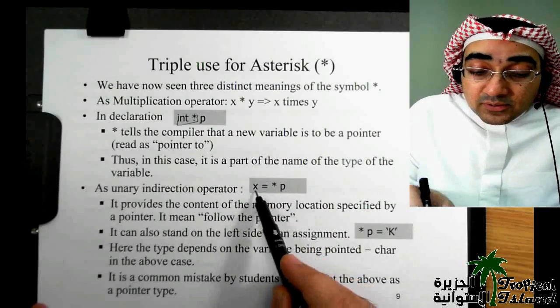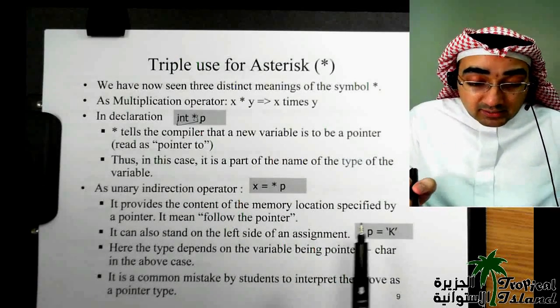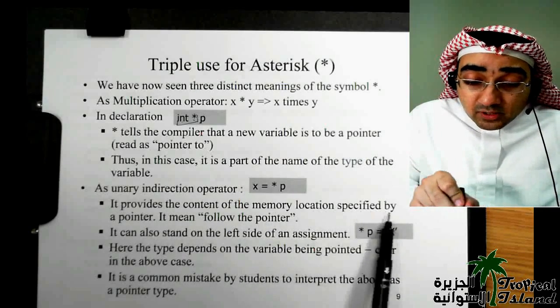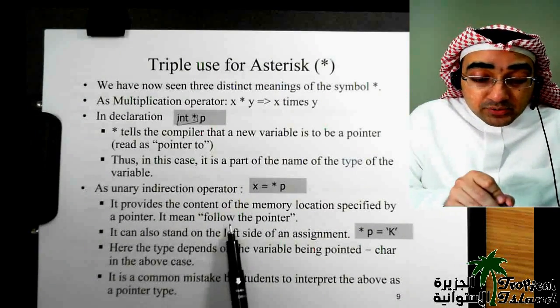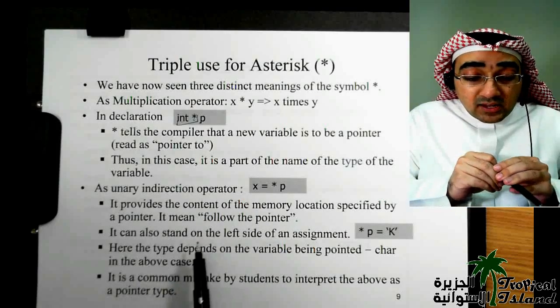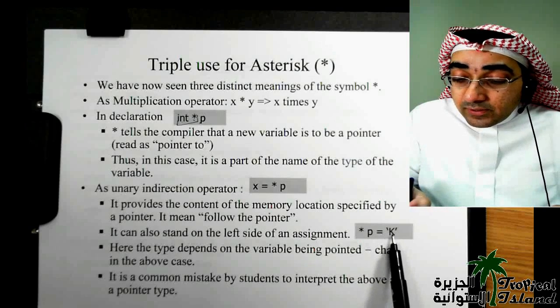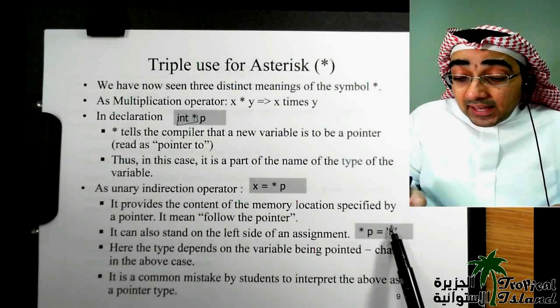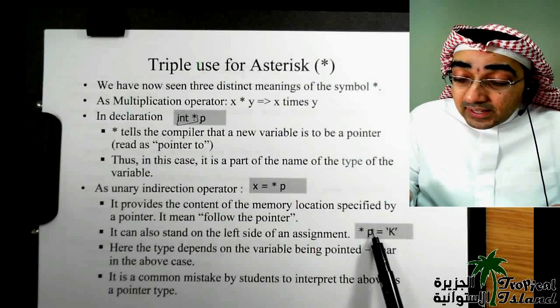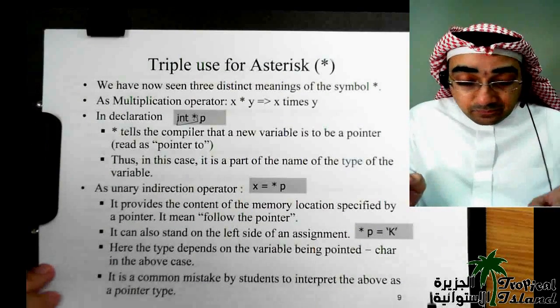Fetch the value that's pointed to by p and store it into x. This is a unary sign, okay? It provides the concept of a memory location specified by a pointer p. It means follow the pointer and then get the value and assign it to x. It can also stand on the left side of the assignment, so you can actually see *p is equal to letter k. So you take the value of letter k and put it wherever the pointer p is pointing at, okay?